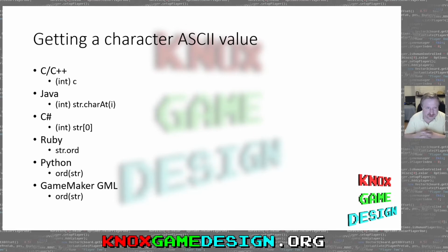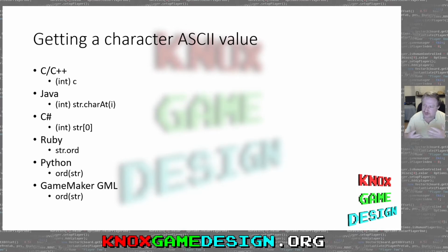So pretty simple there. Java, if you have a string, like right here, str, then what you want to do is do str.charAt, then the position of that character in your string, and then cast that as an int. C#, you can just take that string and put it between square brackets to get the character at that position, then cast it as an int.